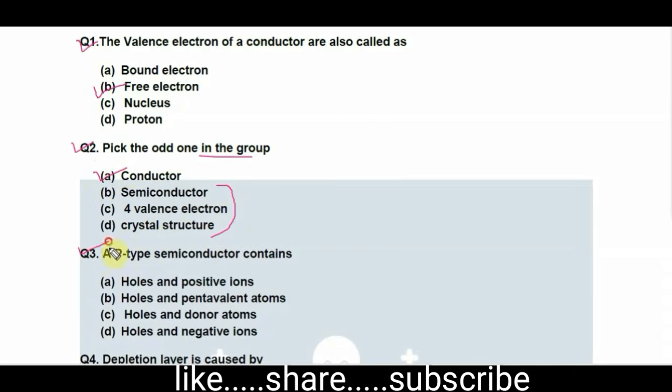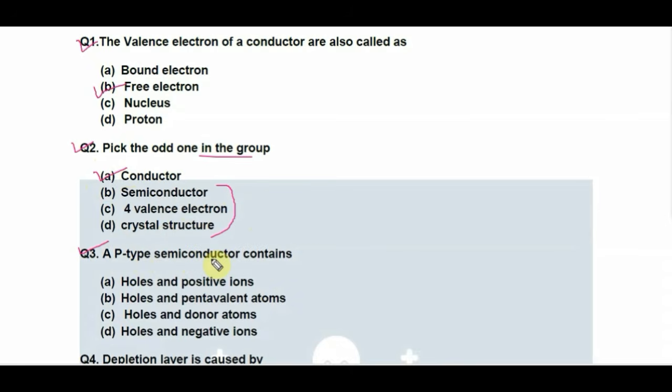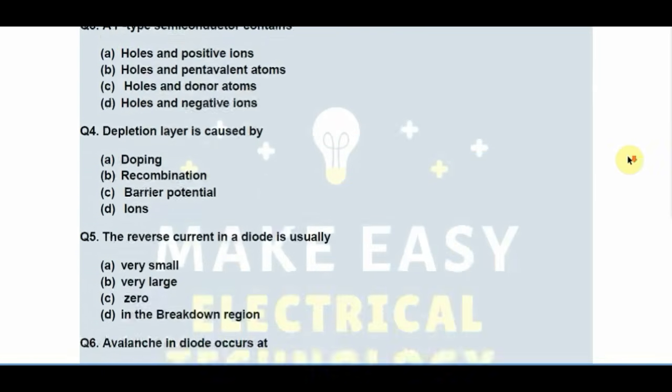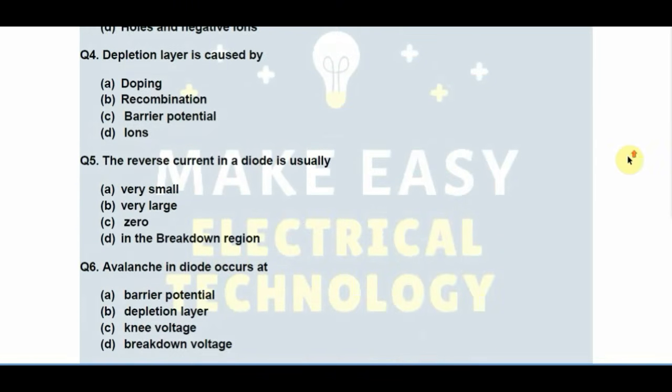In the next question, a p-type semiconductor contains holes and positive ions. Option A is the correct answer. Next question, depletion layer is caused by recombination. The next question, the reverse current in a diode is usually very small.